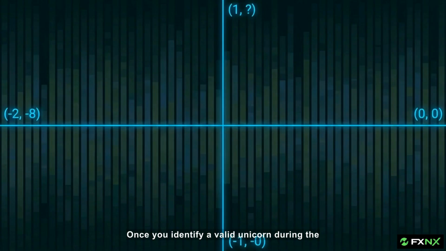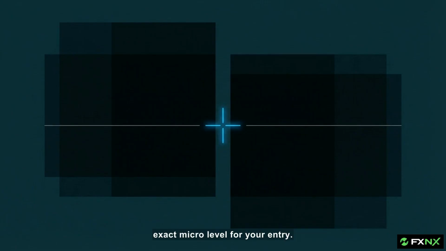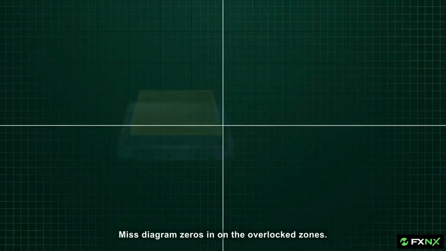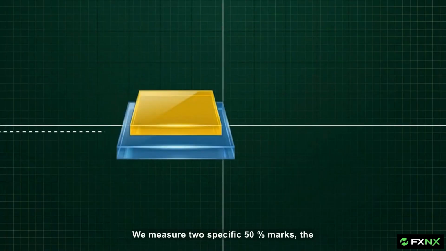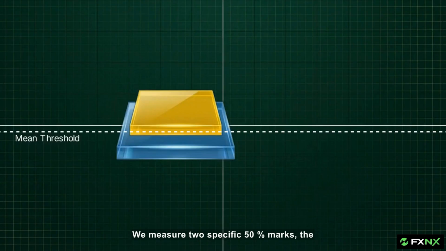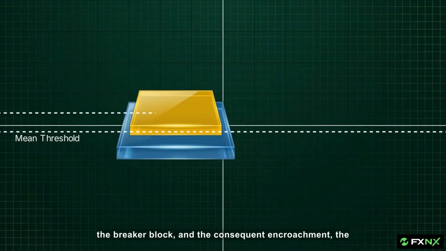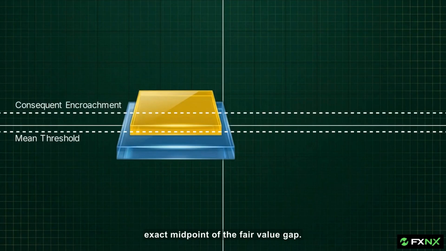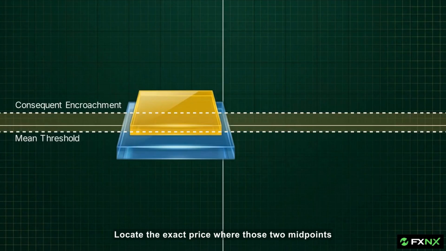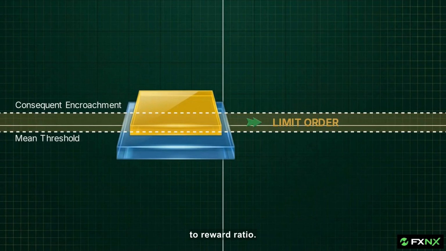Once you identify a valid unicorn during the silver bullet window, you have to pinpoint the exact micro level for your entry. This diagram zeroes in on the overlapped zones. We measure two specific 50% marks: the mean threshold, which is the exact midpoint of the breaker block, and the consequent encroachment, the exact midpoint of the fair value gap. Locate the exact price where those two midpoints sit closest together. That is where your limit order locks into place to maximize your risk-to-reward ratio.